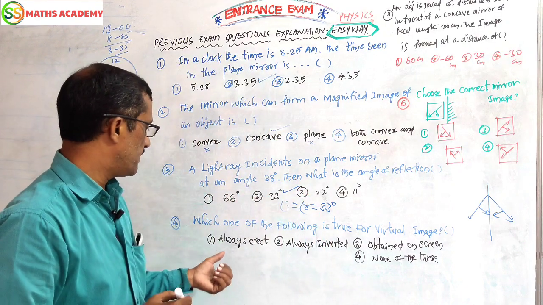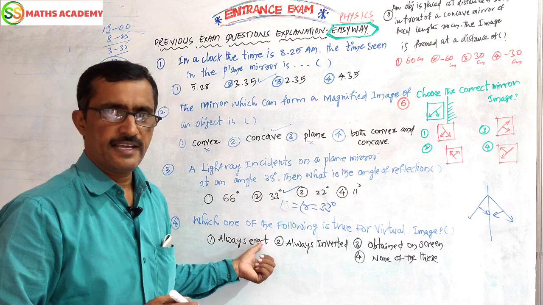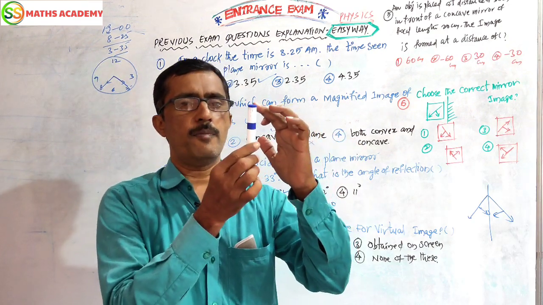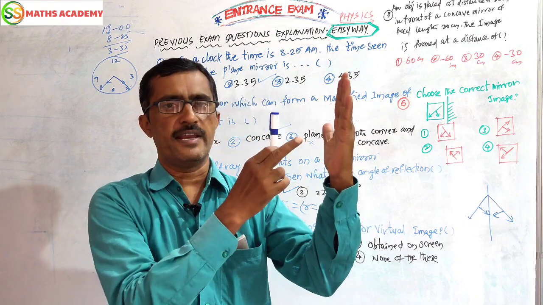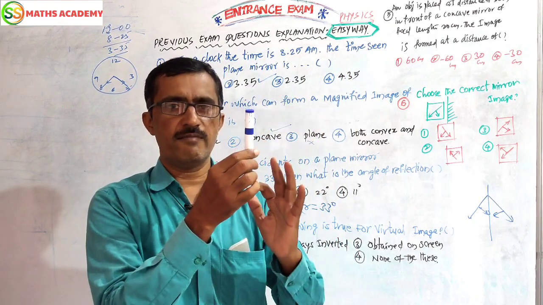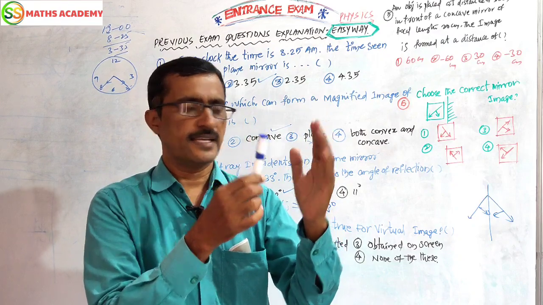So which is the correct answer? Always erect. Correct only. Erect means top will be top, bottom will be bottom. Suppose this is a plane mirror. So top will be top, bottom will be bottom. It is called erect. That's right.